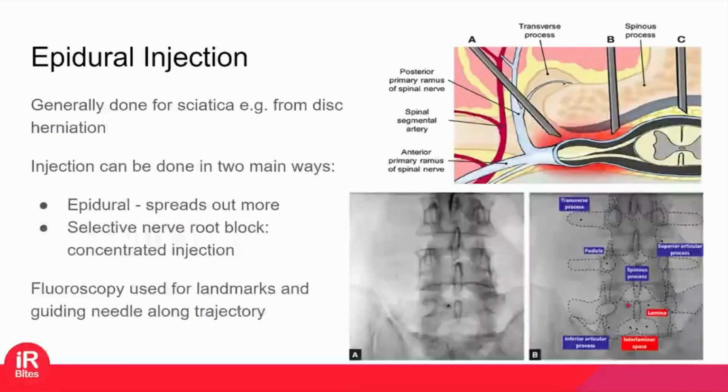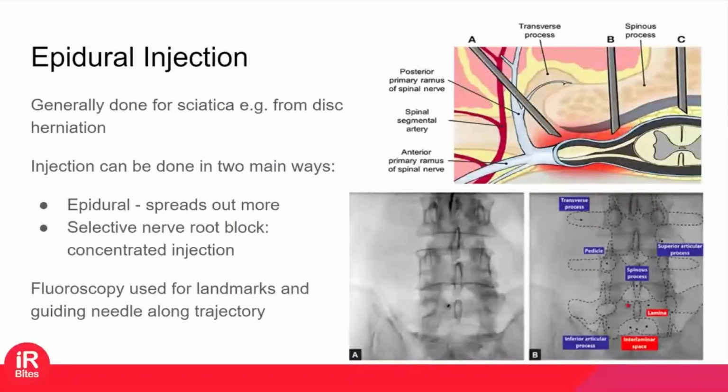So epidural injections. Epidural is just the space outside the dura. The brain and spinal cord have 3 layers, and the dura is the outermost layer. And between bone and dura, there's a bit of fat and a potential space. That is the space where you aim to inject with anything that you give. These are generally done for sciatica, so back pain that's in a dermatomal distribution.